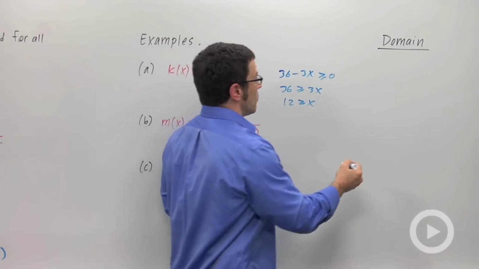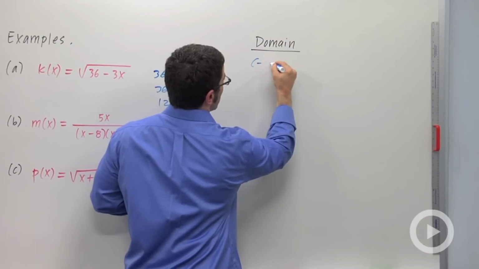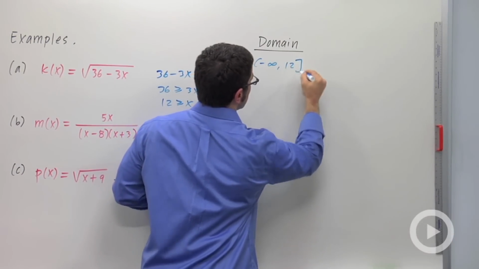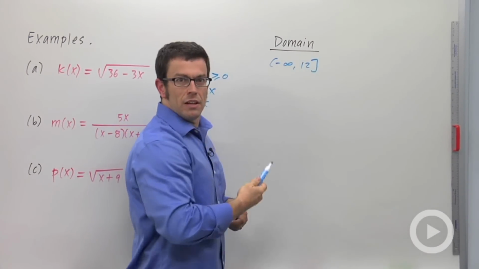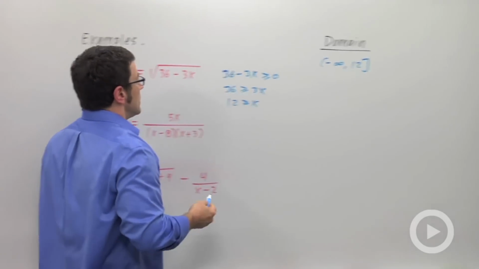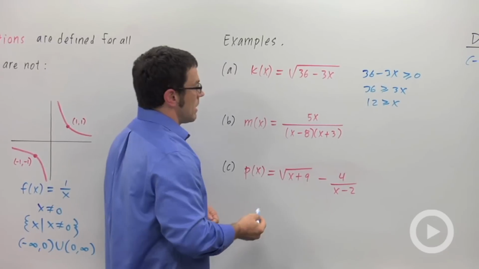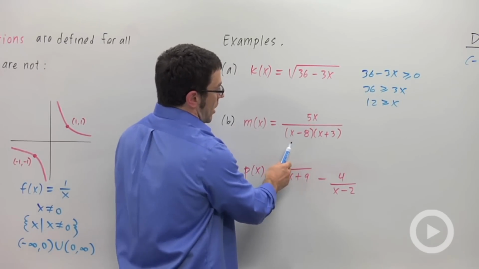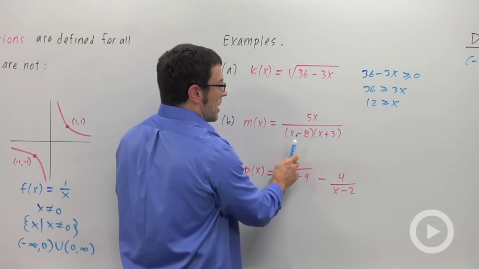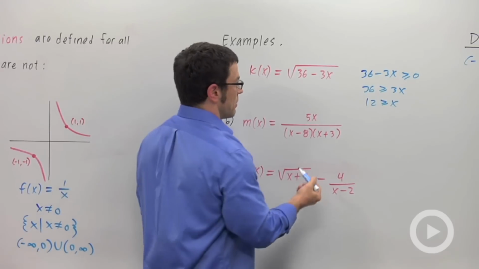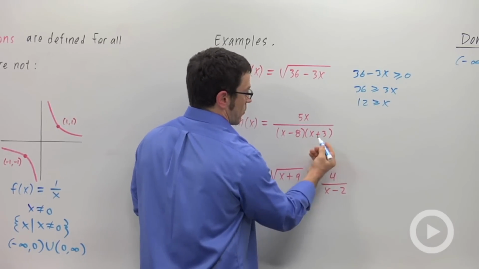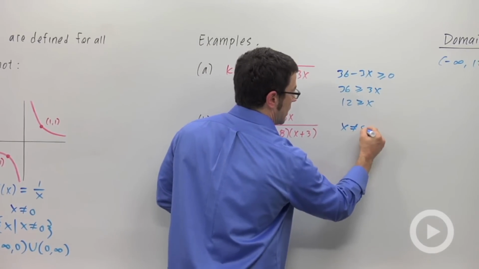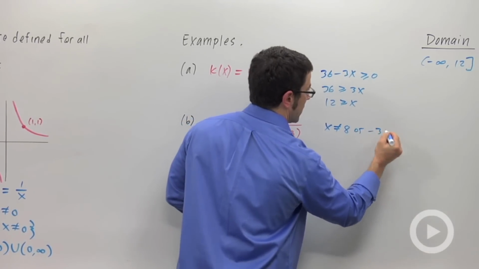And so the domain will be all the numbers from 12 to the left on the number line. Now this function is a rational function, which we'll study later. It's only going to be defined for real numbers other than 8 and negative 3, right? Because the denominator will be 0 there, so x doesn't equal 8 or negative 3.